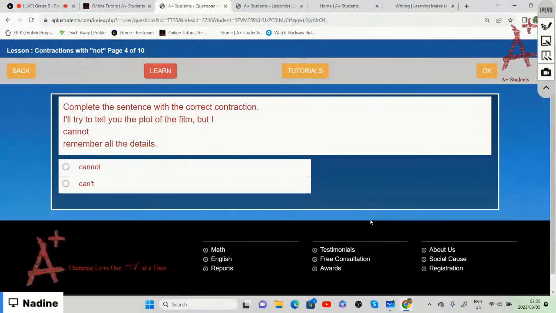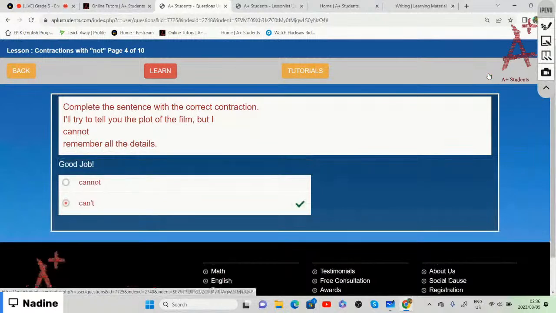All right. I'll try to tell the plot of the film, but I cannot remember all the details. So cannot or can't, that we need to choose. If we say can't, which is short for cannot, then that is correct. So well done.